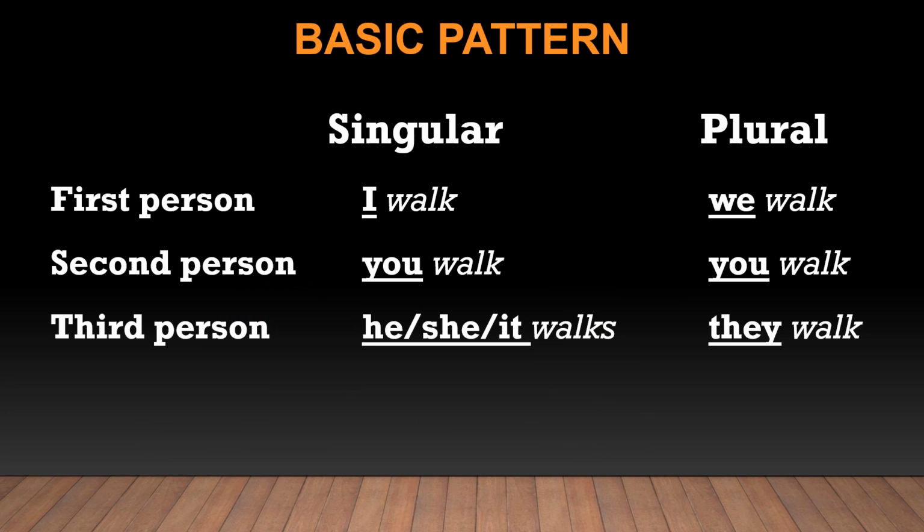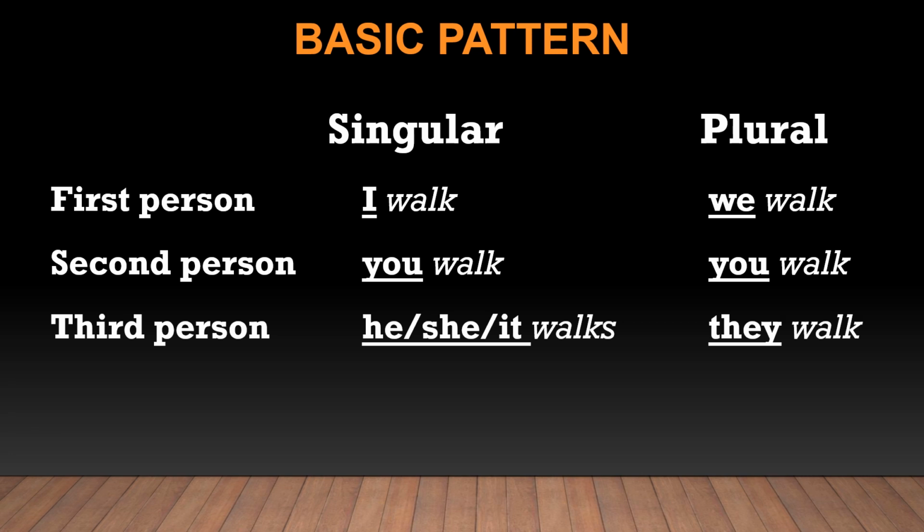So here is the basic pattern, singular and plural. The underlined words I, you, he, she, it, we, you, they are pronouns. When we say pronoun, it describes the noun. We have here the first person. In singular form, I walk. And in plural form, we walk. The underlined word I talks about myself, so the number is only one.